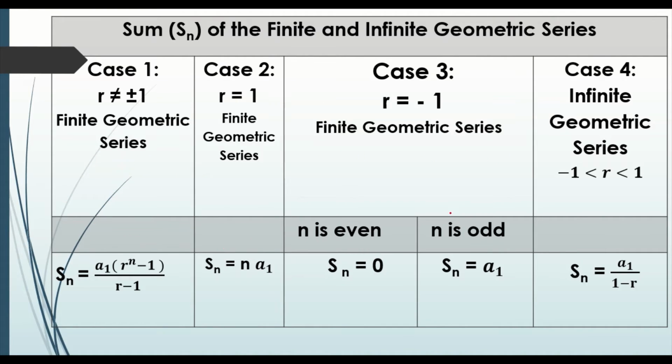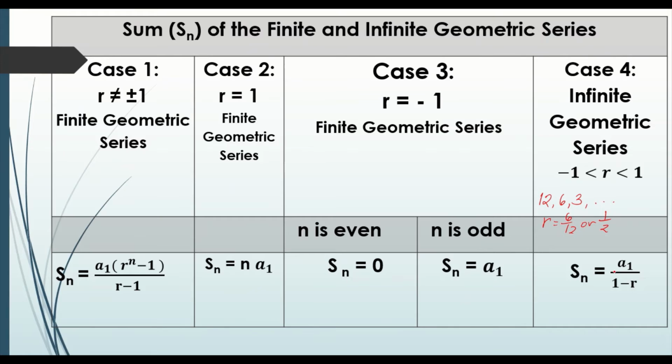Okay, let's proceed with case number 4. In this case, we have an infinite geometric series, and the common ratio is greater than negative 1 but less than 1. So most probably, the common ratio here is in fraction or decimal form. Let's have an example: 12, 6, 3, and so on. In this case, the common ratio is 6 over 12, or 1 over 2.